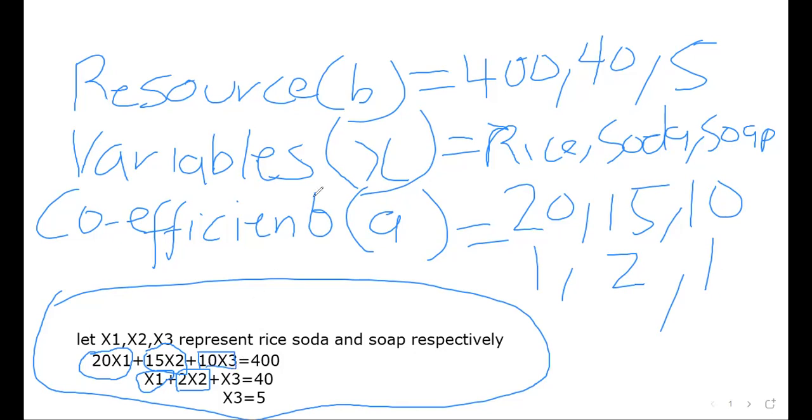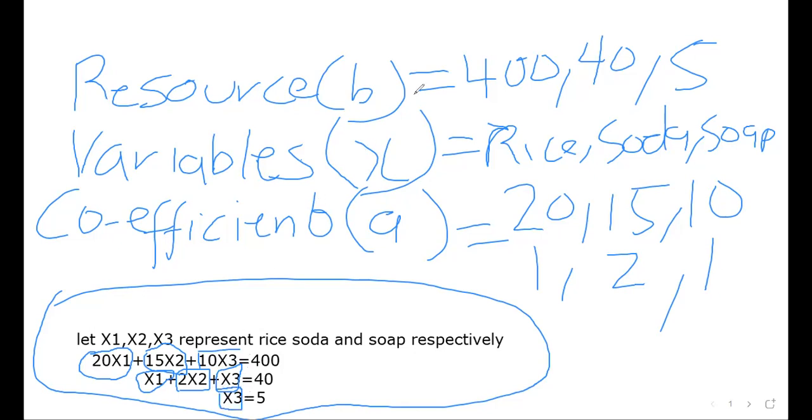Sorry, a bar of soap. And it costs 1 cedi to transport it, right? And now they are telling us that if they want to buy exactly 5 bars of soap, so that's what's here.